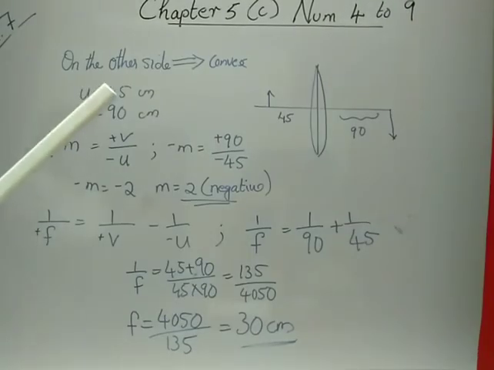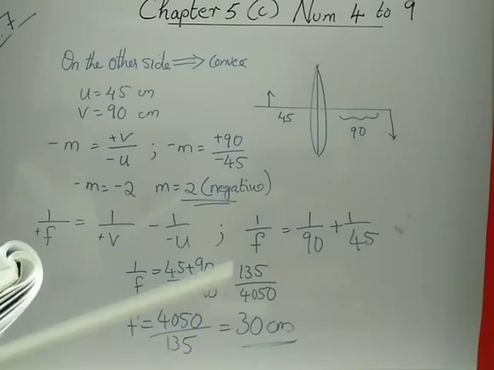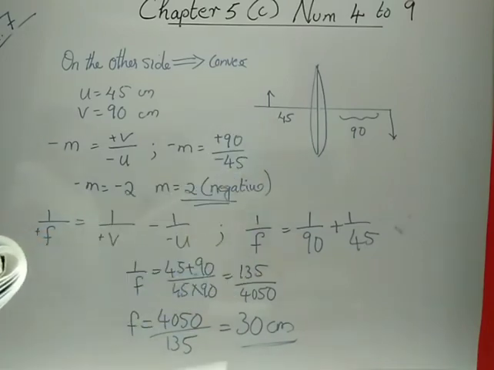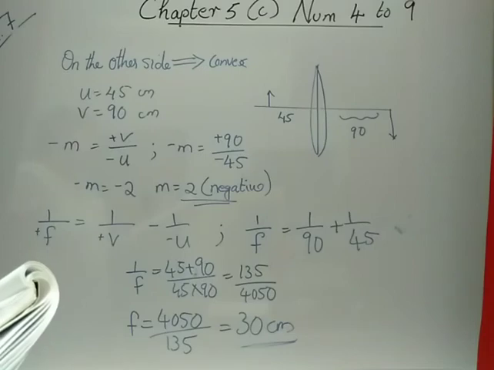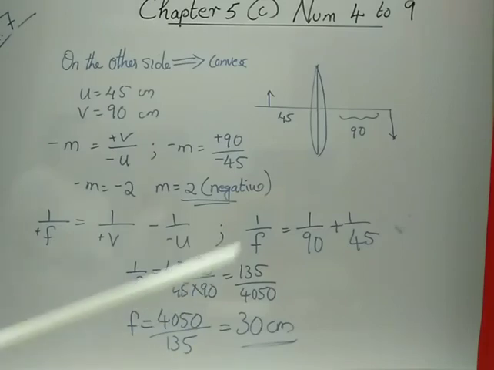Next question number 7. A lens forms the image of an object placed at a distance of 45 centimeter from it on the screen placed at a distance 90 centimeter on the other side of it. So here the lens is not mentioned, but it is given a hint: on the other side. So we will get the image on the other side by using only the convex lens. So we got that the lens is convex.